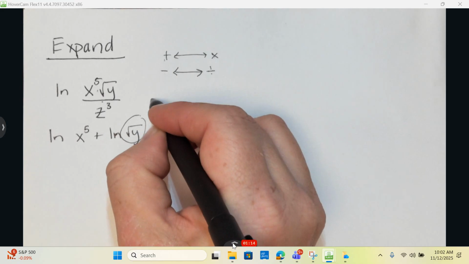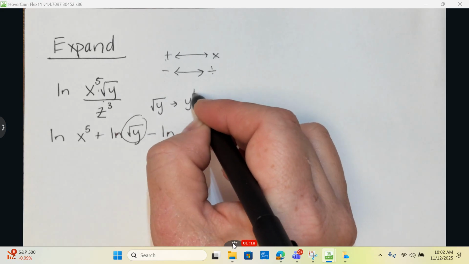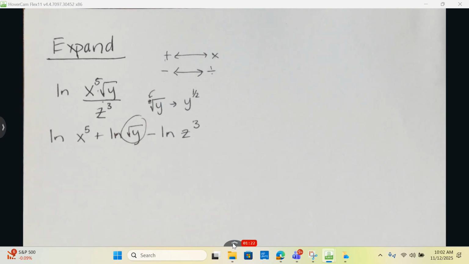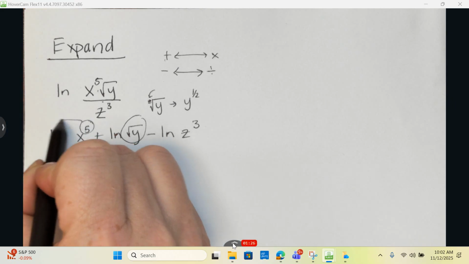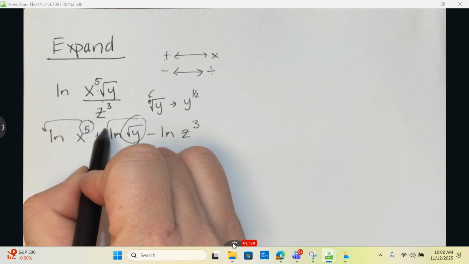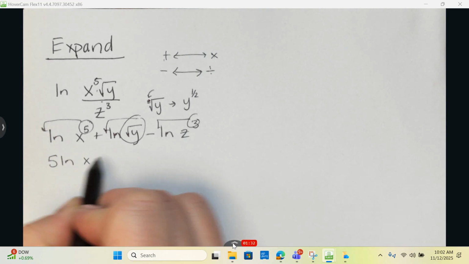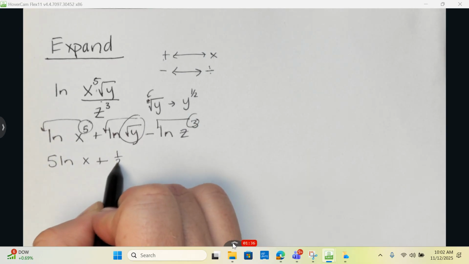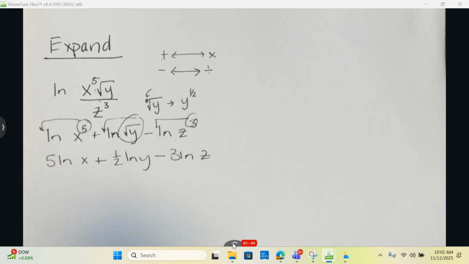Remember that the square root of a variable is equal to that variable raised to the 1/2. Why is that? Because there is a hidden nth root of 2, so it's 1 over whatever the nth root is. The next step I'm going to do is take whatever that exponent is, and throw it right in front of the natural log for this problem. So we have 5 ln of x plus, remember this was really y to the 1/2, plus 1/2 ln of y, subtract 3 ln of z.